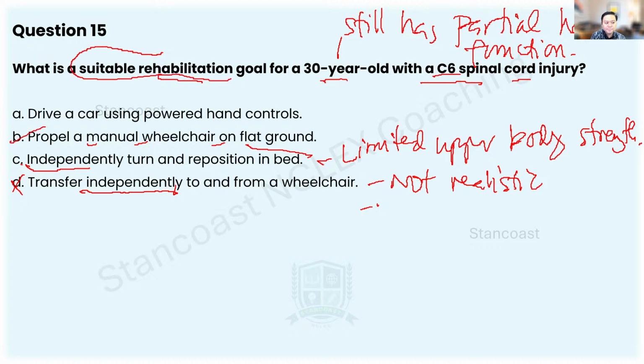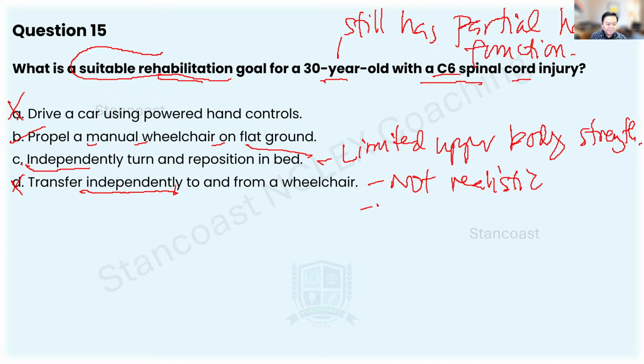This is a possibility. If you had answered letter A, driving a car using powered hand controls, this is actually going to require more hand function, not just operating hand controls, right? And that is not typically available at C6. So this is not going to be a realistic rehab plan for him, okay? It will require more hand function.